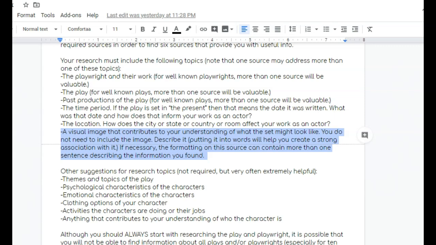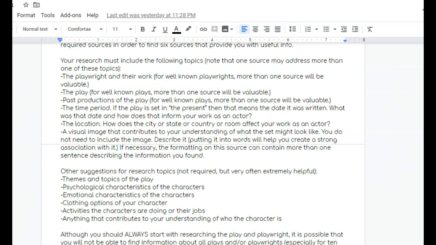I do not want you to send me pictures. I want you to describe it. Having to put it in your own words will help you create a stronger association with it. If necessary, this element can contain more than one sentence. Up above I cracked the whip. I said you can only give me one sentence. Well, for this one, maybe a couple will be okay.